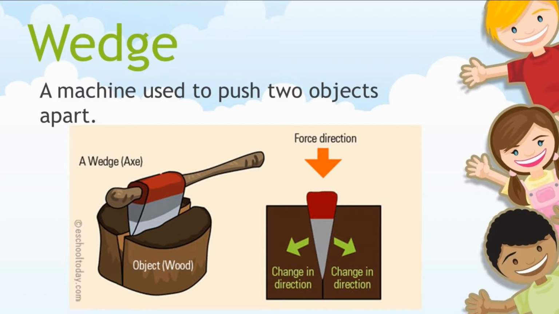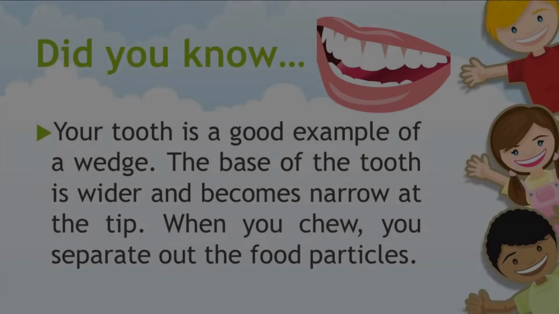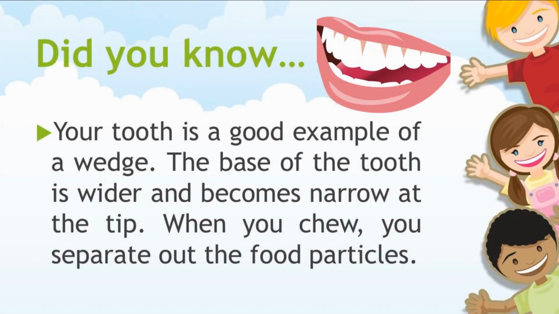You will notice that the force applied to the thick end of the wedge overcomes the resistance of the wood. The force is directed downwards, but the wedge directs the force sideways as it drives into the wood, which makes it useful in splitting the wood. Did you know? Your tooth is a good example of a wedge. The base of your tooth is wider and becomes narrow at the tip. When you chew, you separate out the food particles.